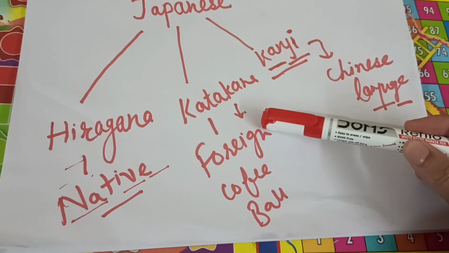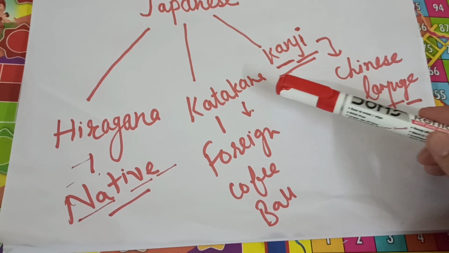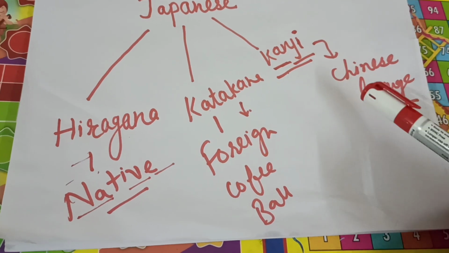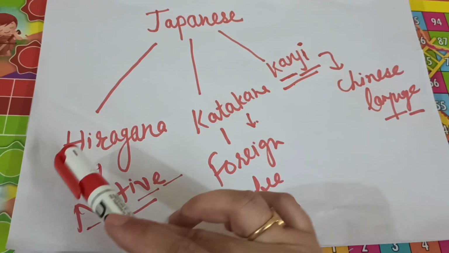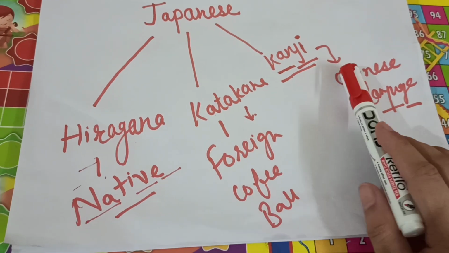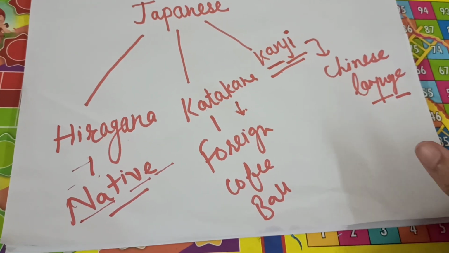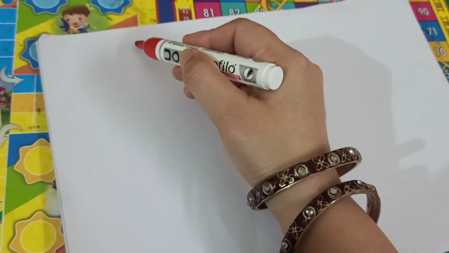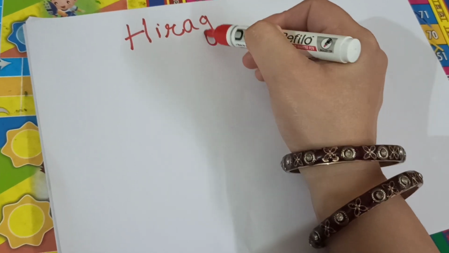Whenever you see any Japanese sentence, some picture-like structures are also there. Those are kanji. Kanjis are mainly derived from the Chinese language. So these three are the parts of the Japanese language: hiragana, katakana and kanji. Today we will learn about hiragana.